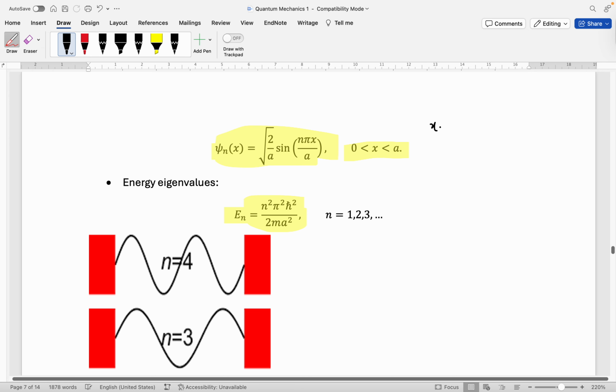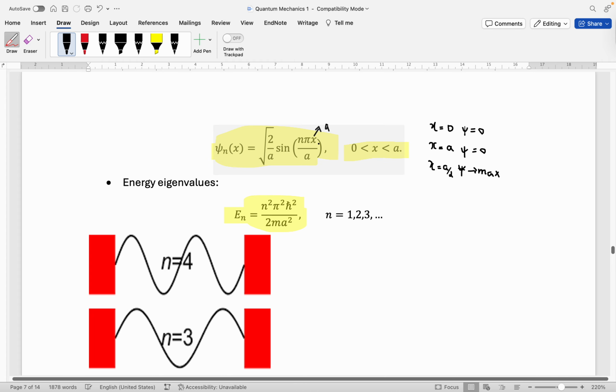If you take x is equal to 0, psi is equal to 0. You can put it here and see it's 0. If you take x is equal to a, psi is again 0. Why? Because if you take x is equal to a, this will become a, and then this a and this a will get cancelled, sin n pi becomes 0. But if you take in between, x is equal to a by 2, then psi would be maximum.